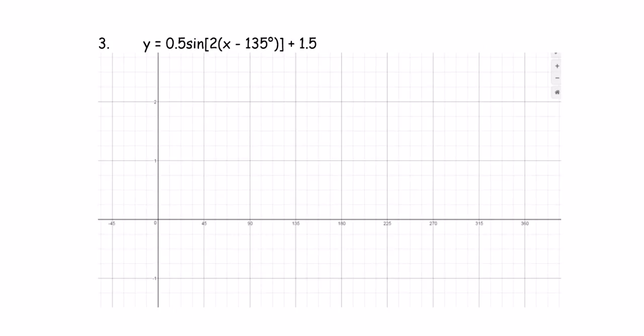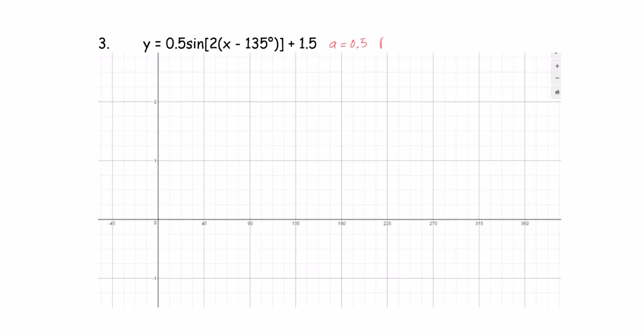For this last graph, we have to identify all the key ideas again. So for this graph, basically you'll notice our amplitude is 0.5. Our B value is 2, so we have to figure out what that period is going to change to. And in this case we have minus 135 and 1.5. So we have the following answers for each point. Our amplitude A is going to be 0.5.